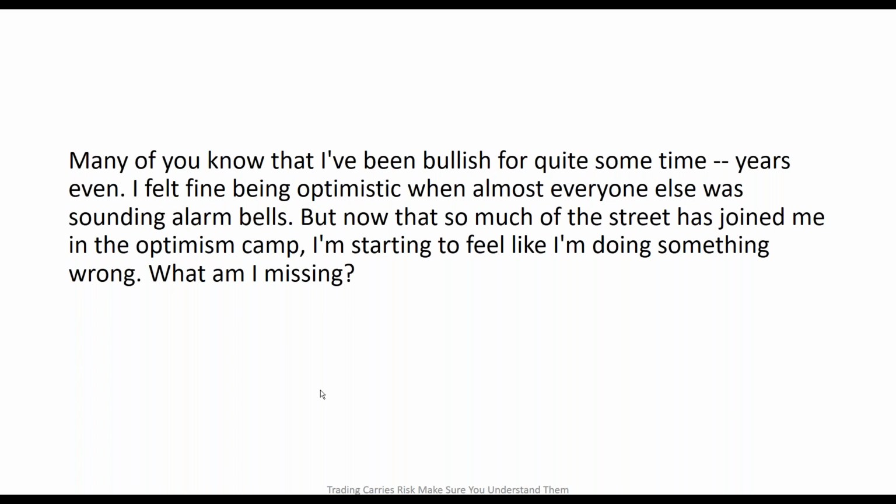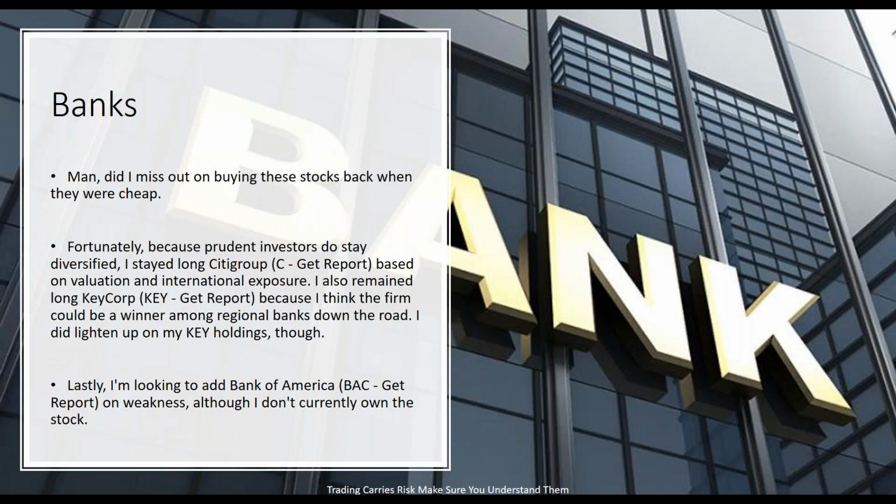I can't explain the value of the US dollar. I can understand the euro, can't understand the Japanese yen. So what am I missing? Man, did I miss out on buying these stocks back when they were cheap?